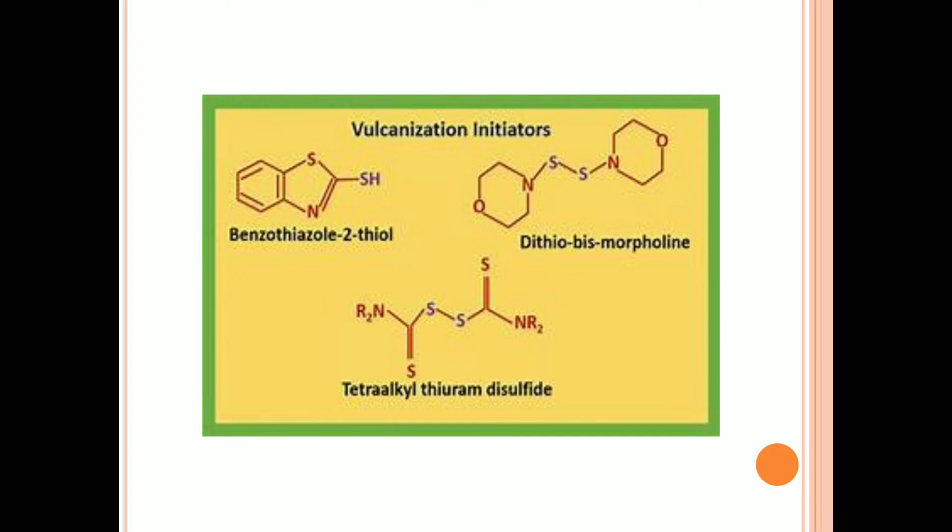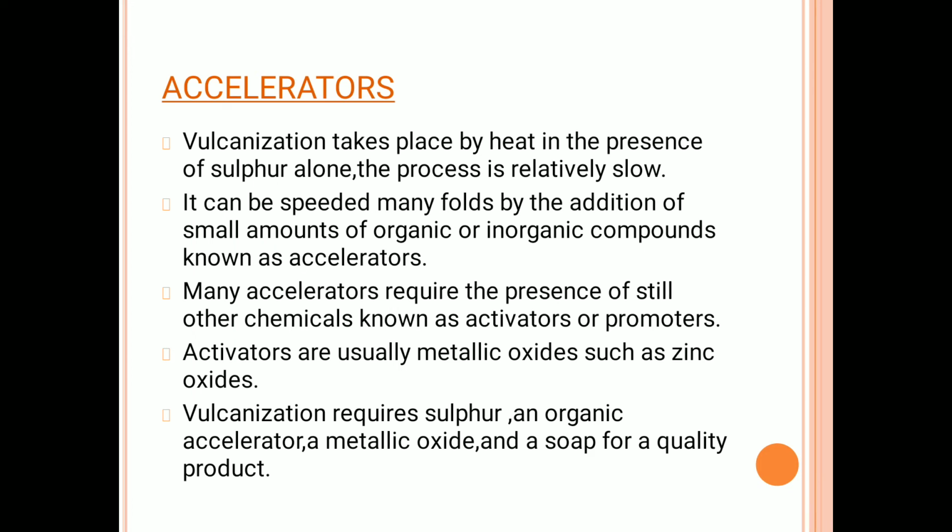In this figure, we can see some vulcanization initiators like benzothiazole-2-thiol and dithiobis morpholine. These are important to initiate a vulcanization process. Next are accelerators. These are also an important substance involved in the vulcanization process. Mainly, vulcanization takes place by heating in the presence of sulfur alone. But this process is relatively slow. So, we need a process which can be used commercially, and it should be fast enough.